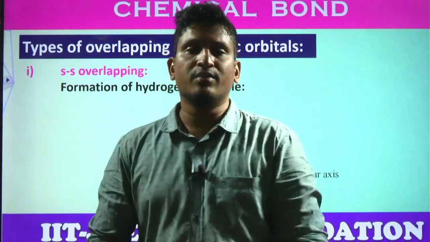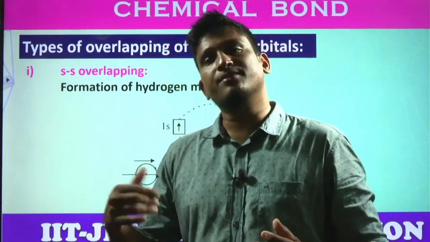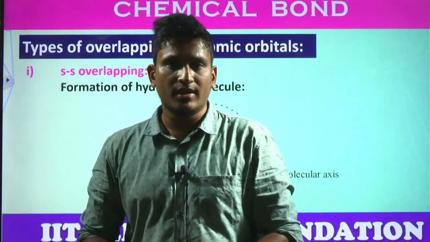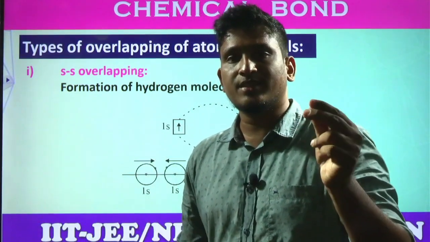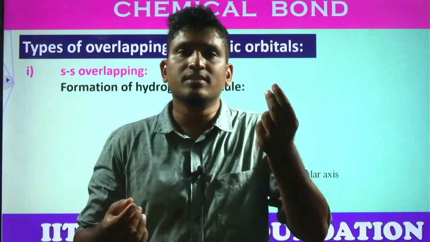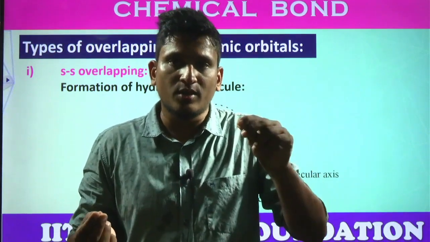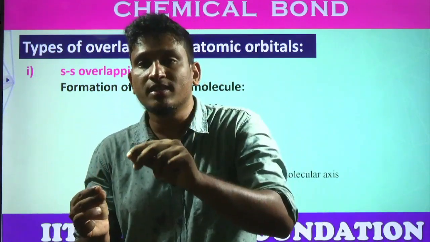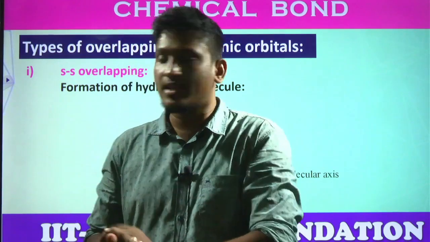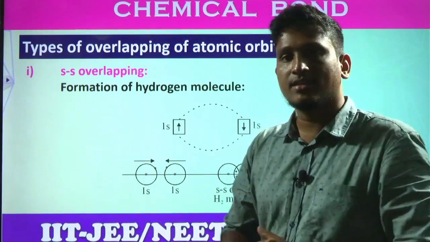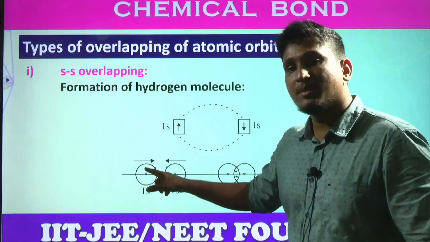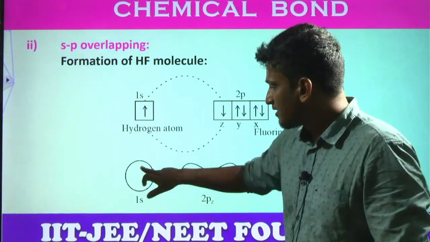What is the configuration of hydrogen? 1s1. What is the configuration of the other hydrogen? Same, 1s1 only. Where is the valence electron present? S orbital. Yes or no? That means the electron present in this S orbital overlaps with the electron present in the other S orbital. Understood? That's how they form H2, hydrogen gas. So look at the overlapping. What is the shape of the S orbital? Spherical. Spherical, students.